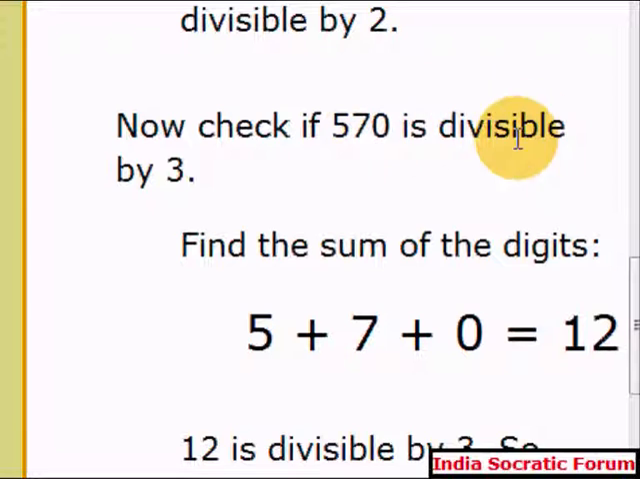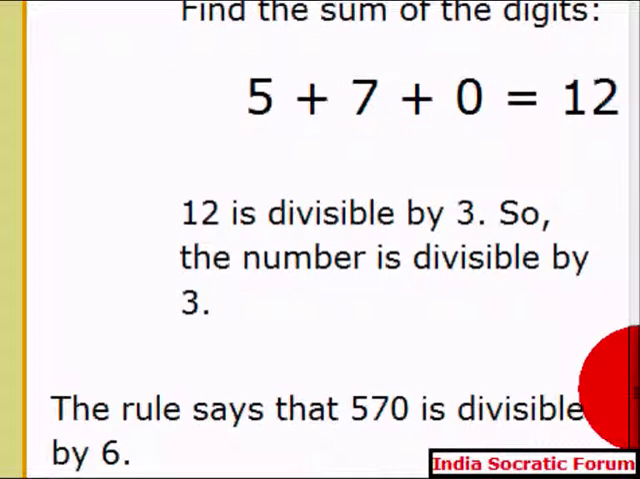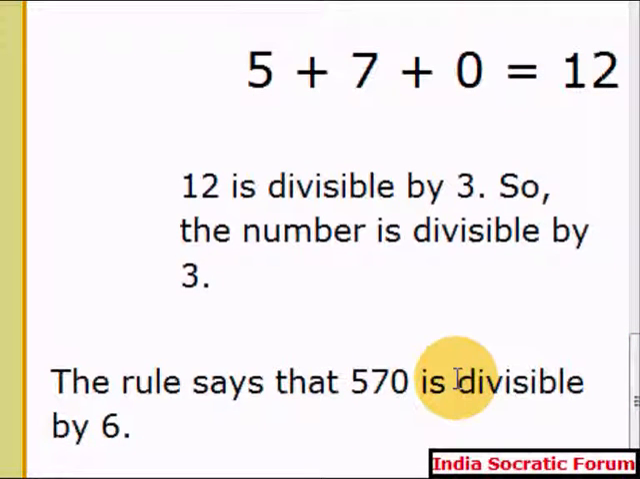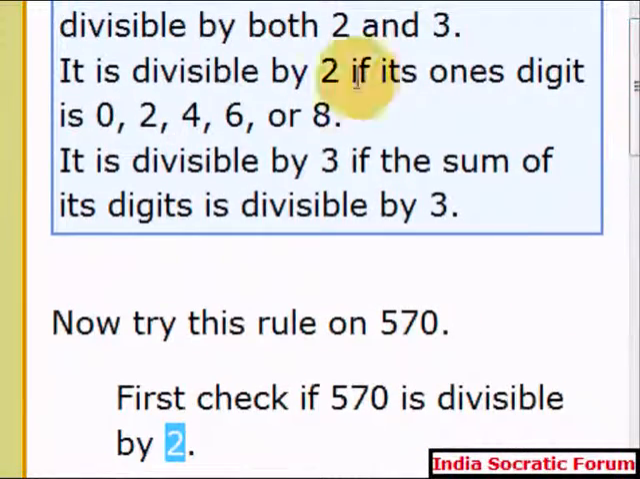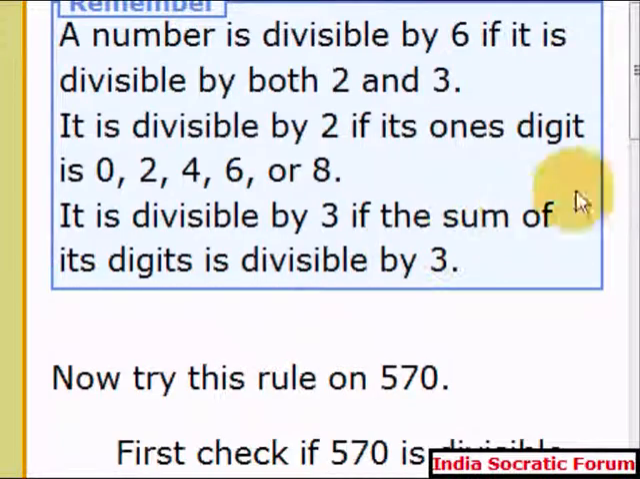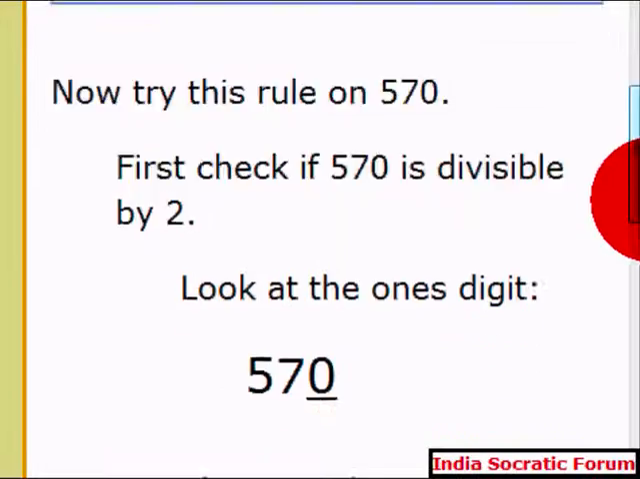Now check if 570 is divisible by 3. Find the sum of the digits. 12. 12 is divisible by 3. Yes, so the number is divisible by 3. The rule says 570 is divisible by 6 because it is divisible by both 2 and 3. Okay, check this again.